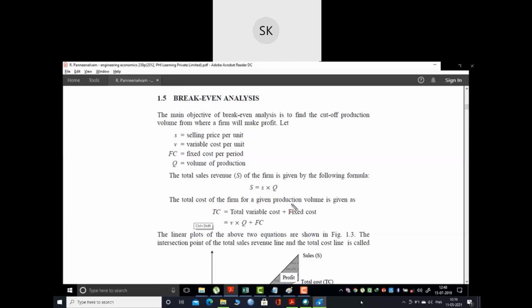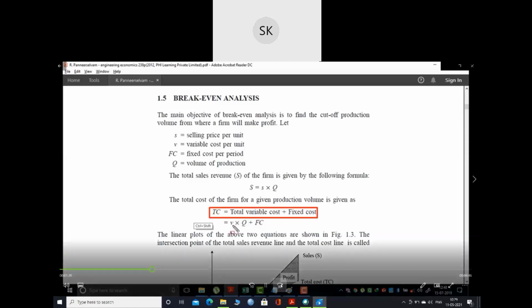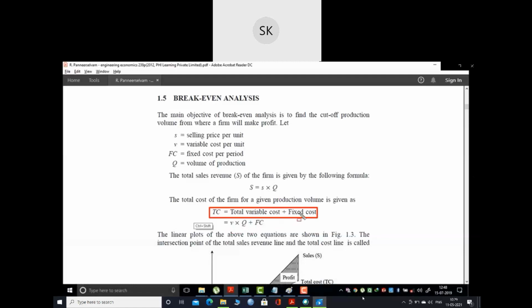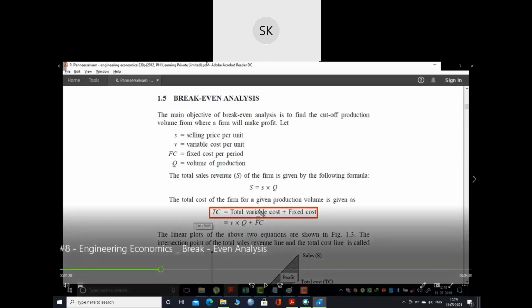The total cost of the firm for a given production volume is given as total cost, which is equal to total variable cost plus the fixed cost. The total variable cost is defined as V into Q, plus the fixed cost. So V is the variable cost per unit, Q is the total volume of production, and FC is the total fixed cost for the production.